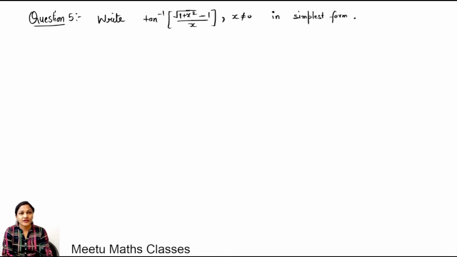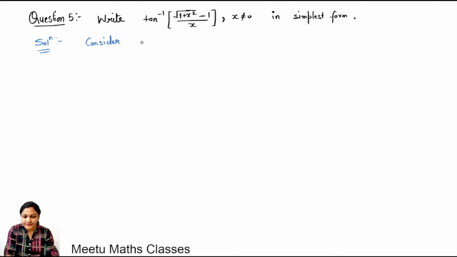Today we are doing class 12 NCERT chapter 2, that is inverse trigonometric function, and this is exercise 2.2 question number 5. Write tan inverse of (square root of 1 plus x square minus 1) upon x, where x is non-zero, in simplest form. Now you are supposed to write this function in simplest form. To do that, let us consider this function first.